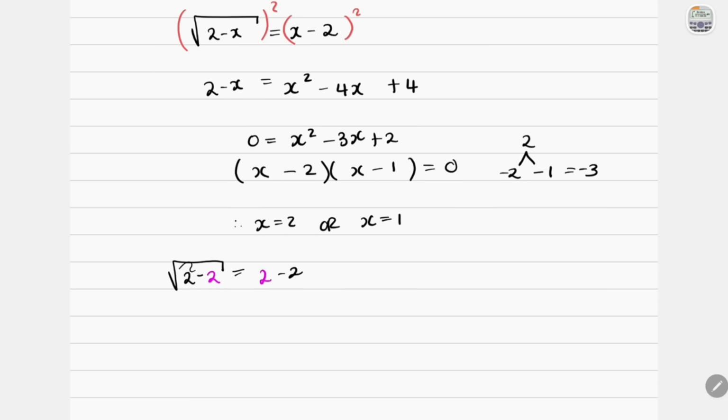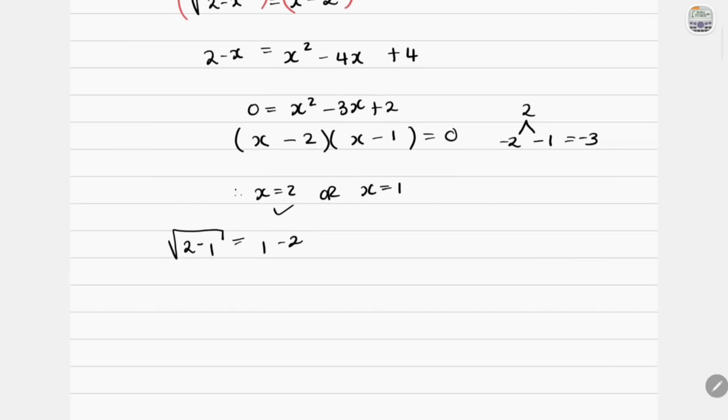2 minus 2, okay, the square root of that is 0. And 2 minus 2 is also 0. So this works. Let's try 1. You can already see it's not going to work. 2 minus 1 is 1, the square root of 1 is 1.